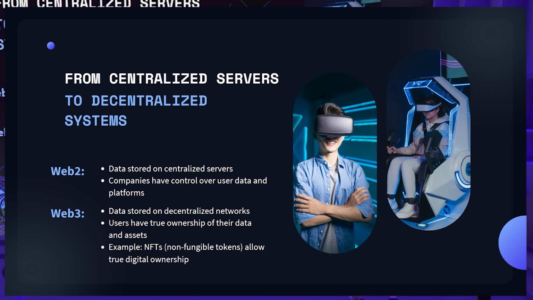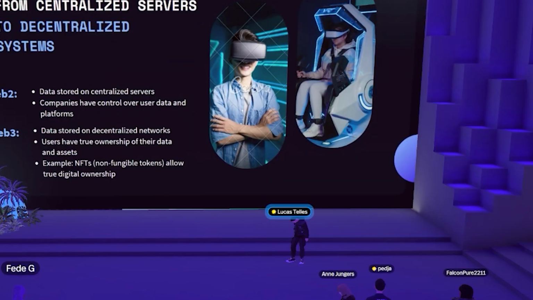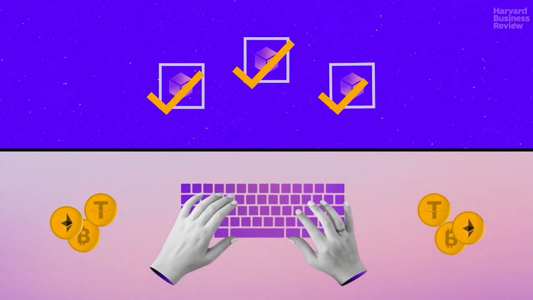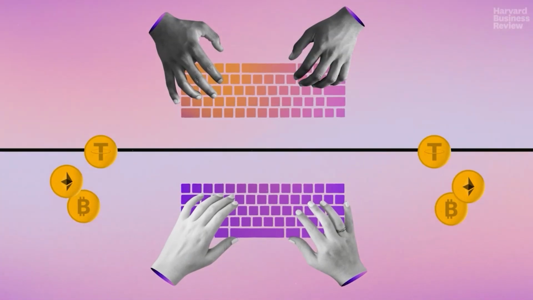While this model has brought us tremendous convenience and connectivity, it has also raised concerns about data privacy and security. We've witnessed several instances of data breaches, misuse, and concerns about how our information is being managed without our explicit consent. On the other hand, in Web3, data is stored on decentralized networks, marking a significant departure from the centralized data model. This shift represents a sea change in the way data is controlled and owned. Users are given true ownership of their data and digital assets.